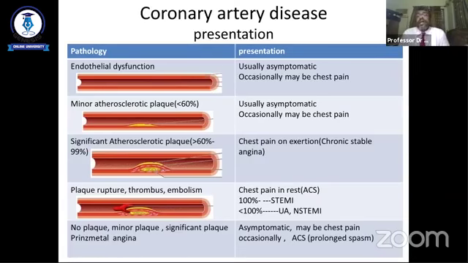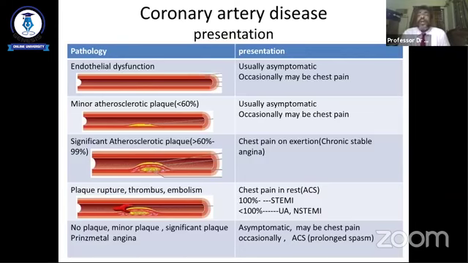According to the enzyme levels and according to whether there is ST elevation or not, we divide acute coronary syndrome into 3 groups: unstable angina, non-ST elevated MI, and ST elevated MI. According to the mode of treatment, we have some specific treatment in case of unstable angina and non-ST elevated MI, along with other standard medical treatment.